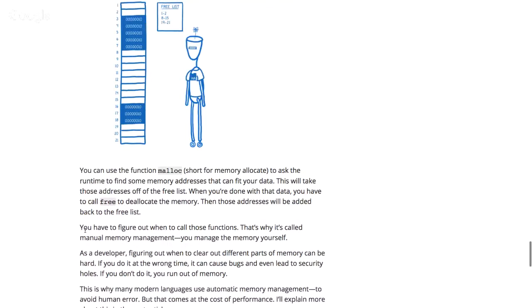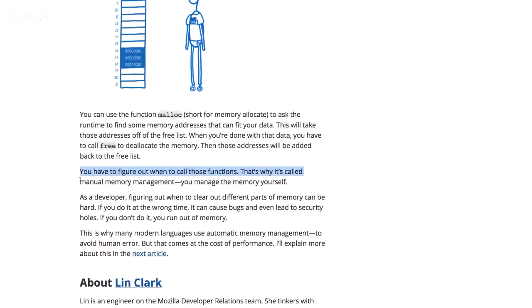You have to figure out when to call those functions. That's why it's called manual memory management. You manage the memory yourself. So in a language like C, if you do a malloc to allocate memory, then you have to decide when to call free.